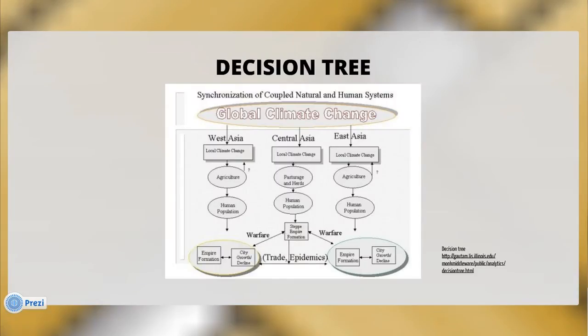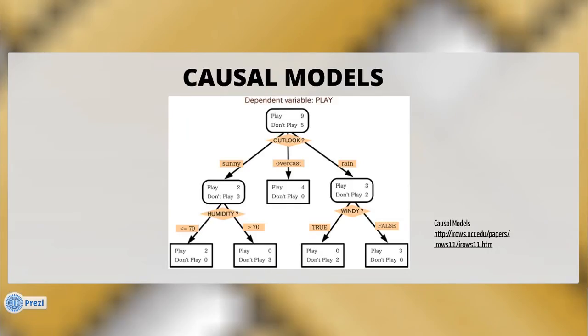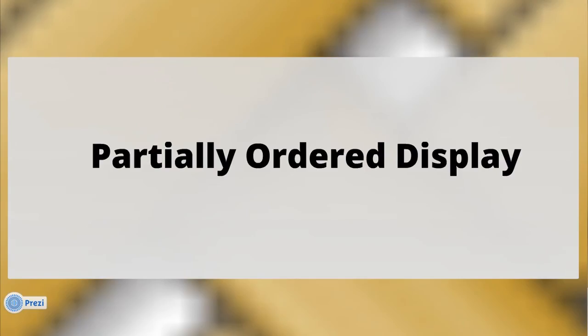Decision tree. It helps to make clear a sequence of decisions. Causal models. It is made for theory building. It provides a testable set of propositions about variables with causal effects. Number 3. Partially ordered display. Useful in analyzing messy situations without imposing too much order on them.